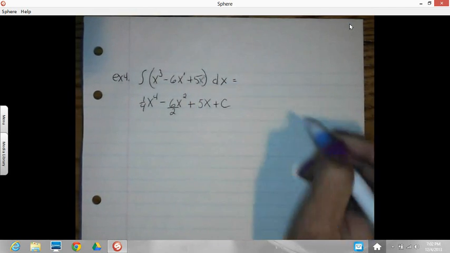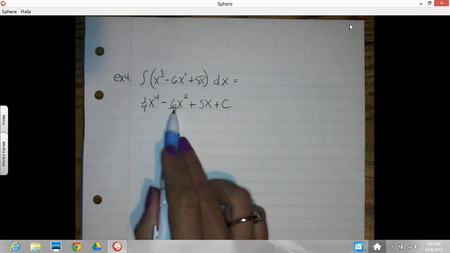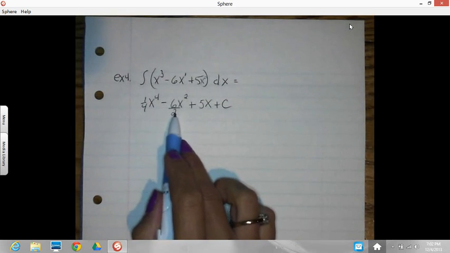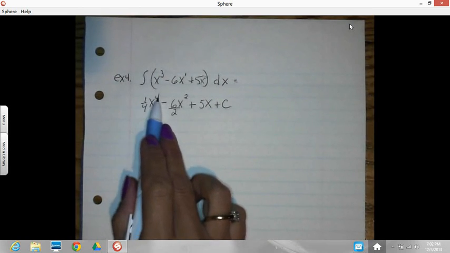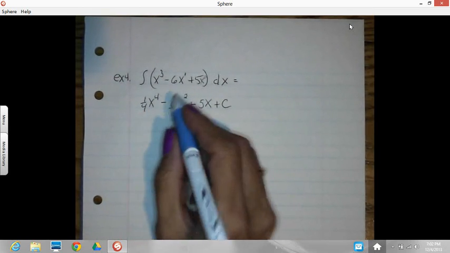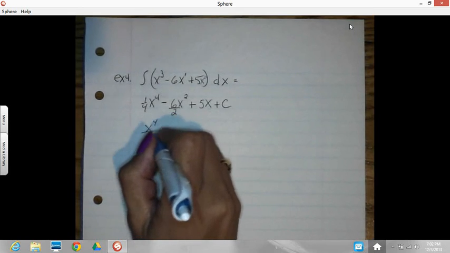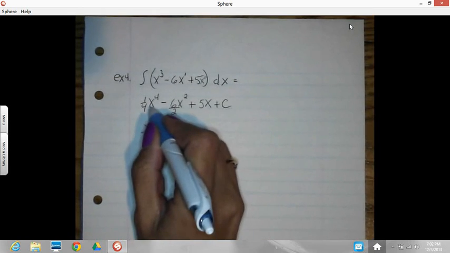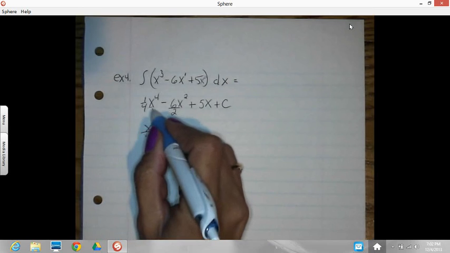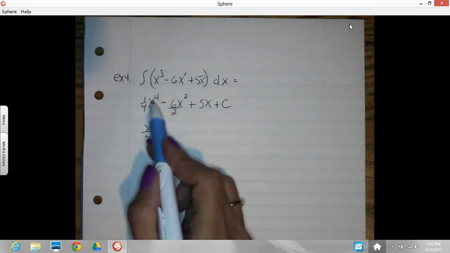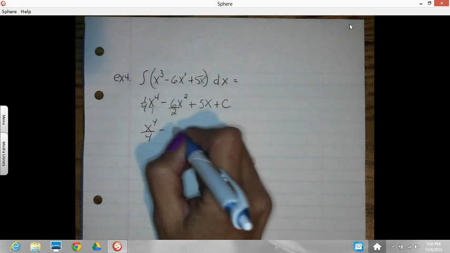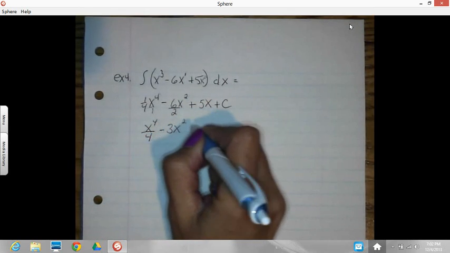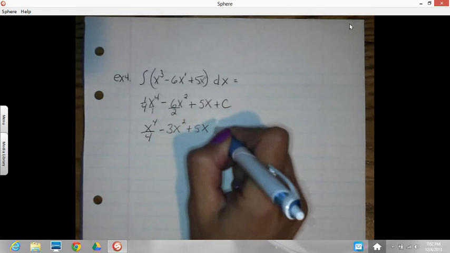So the only simplifying I have is right here. The 6 divided by the 2 is a 3. Oh, and I was going to show another way to write this. Instead of 1/4 x to the 4th, sometimes you'll see the author write x to the 4th over 4, just thinking about this as over 1 and multiplying denominators and numerators. This is fine. This should be simplified: 3x squared plus 5x plus c.